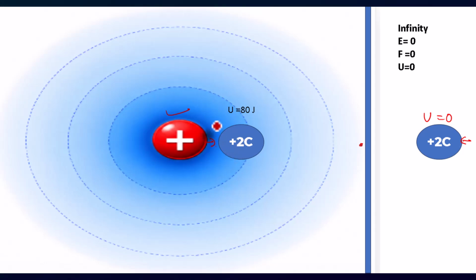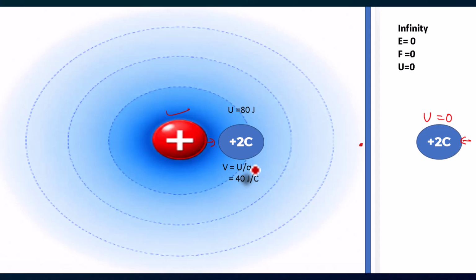Right. Now let's move to electric potential. Electric potential is defined as electrical potential energy per unit charge. V is equal to U over Q. So, for this particular charge, electric potential would be 80 joules divided by 240 joules per coulomb. This means the electrical potential at this location is 40 joules per coulomb.